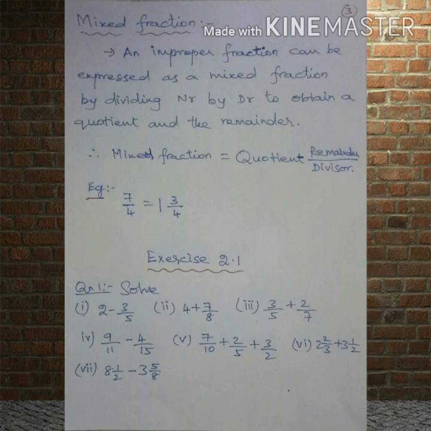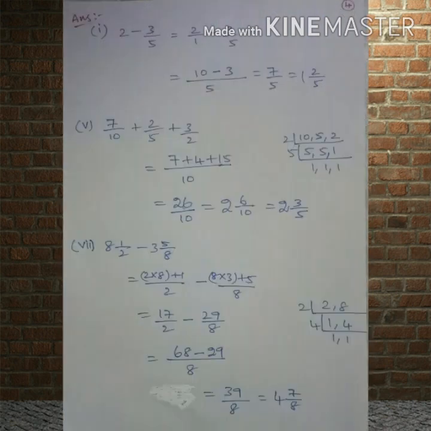Next we will move to exercise 2.1. Question number 1. Solve. Here 7 subdivisions are given. In all the 7 subdivisions you are going to do either plus or minus. I am going to explain 3 problems: 1, 5, 7. The remaining problems are homework. First subdivision, 2 minus 3/5.